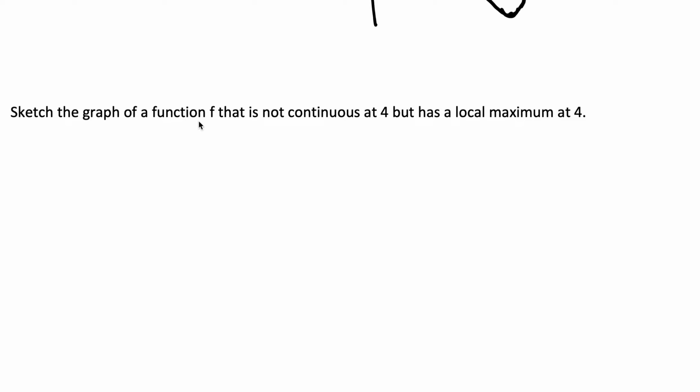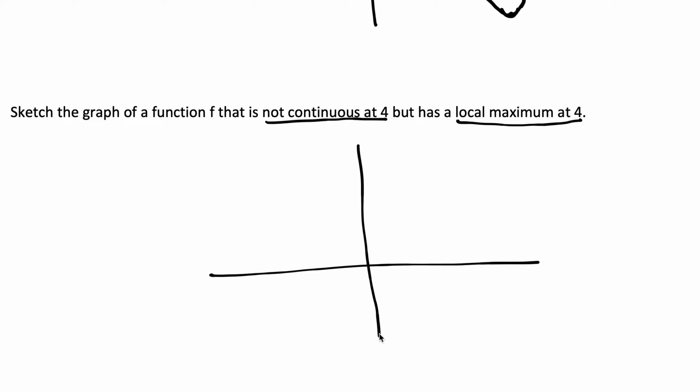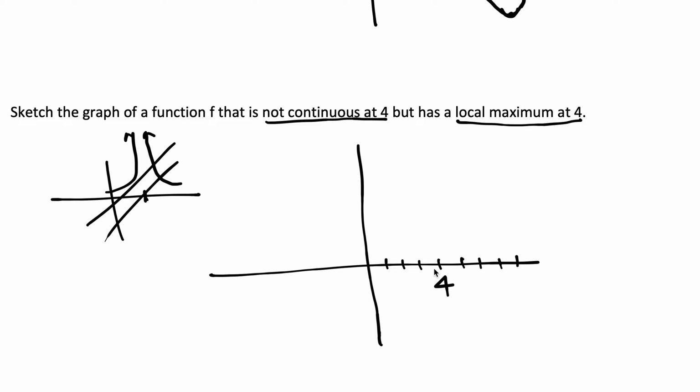Sketch the graph of a function f that is not continuous at 4 but has a local maximum at 4. So we don't worry about anything else but 1, 2, 3, 4. That's the only place we need to worry about. Not continuous but has a local maximum. So at 4, not continuous means the graph could go to infinity like this one. Both go to positive infinity, or one can go to negative infinity. But then we don't have a local maximum because they are going to infinity. So this is not the case.